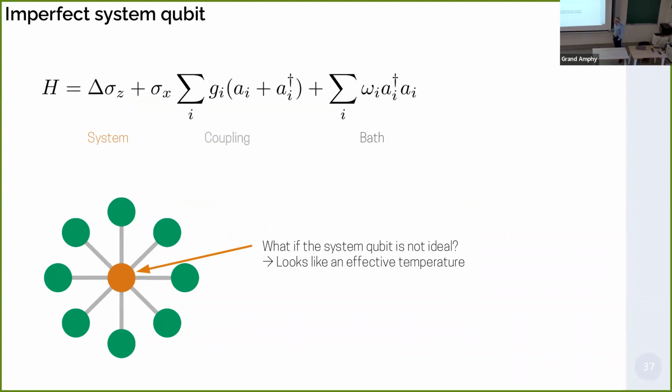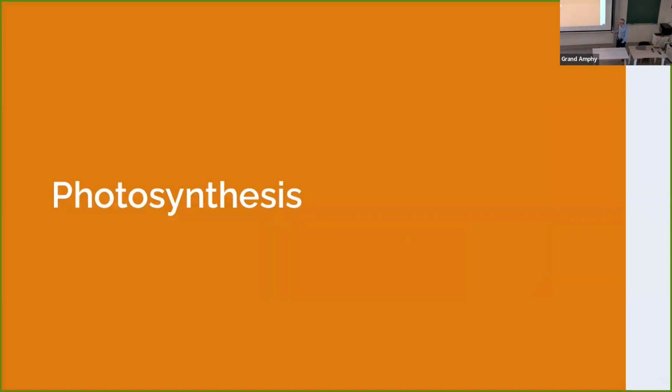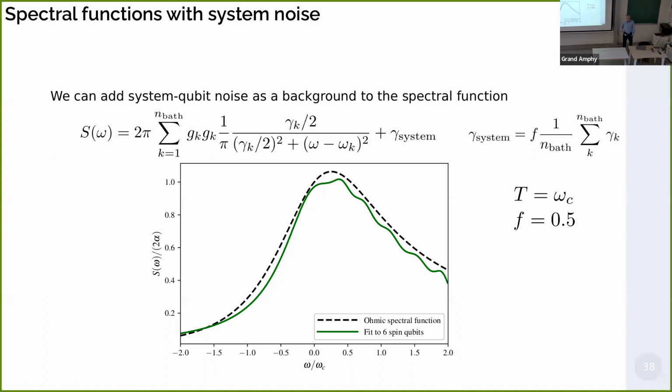Let me just point out, in a couple of words, what happens if your system qubit is not ideal. Then it looks like an effective temperature. You can go back to your spectral function that you want to create and give it an effective temperature, so that even for negative frequencies it has some non-zero value. I don't show a result here, but if you have systems at finite temperature, you can even integrate decoherence in what we so far call good qubits.